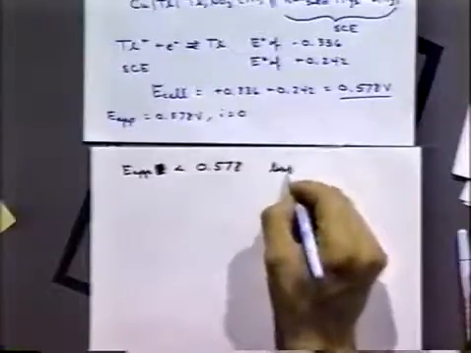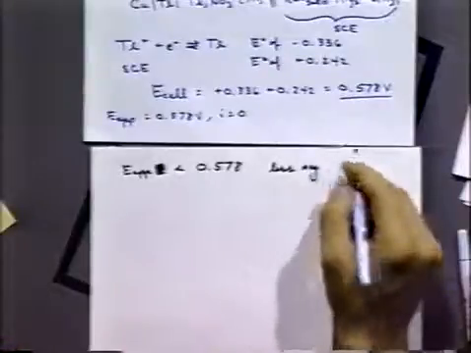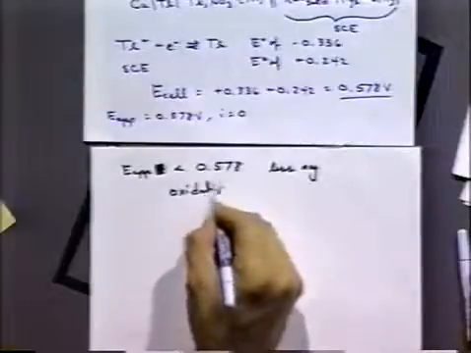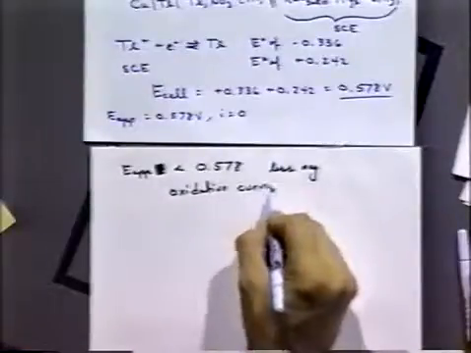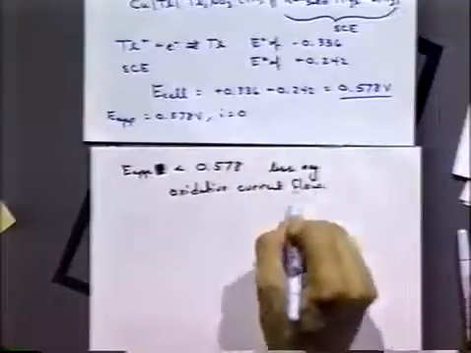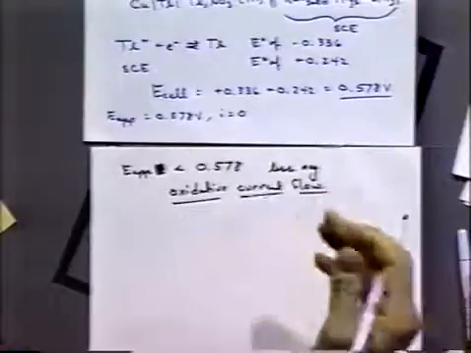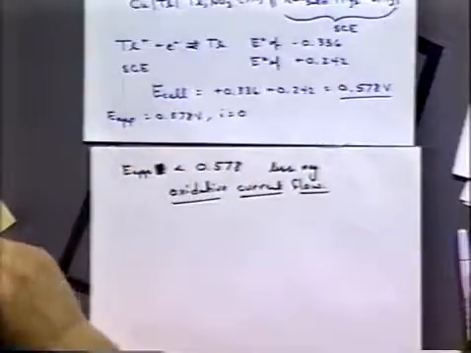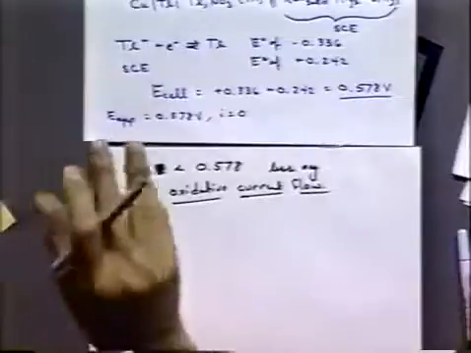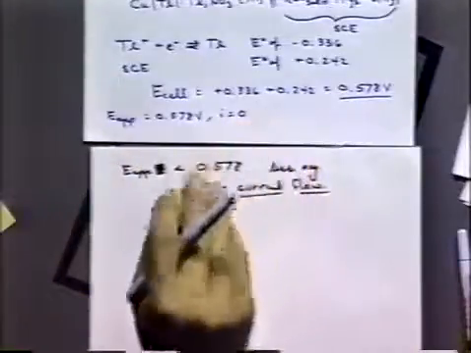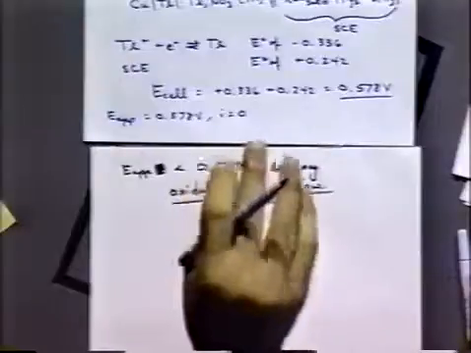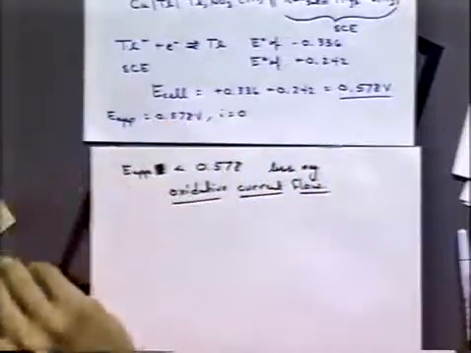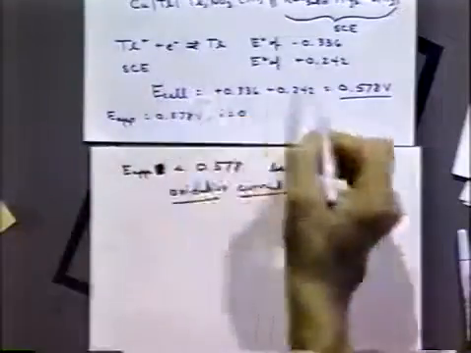In other words, what's less negative? So we get an oxidative current flow. In other words, we now allow the thallium reaction to occur at some appreciable rate by applying just a little bit less. Now, if we apply just a little bit less potential, maybe we can expect that the rate would be slower than if we applied a little bit more potential, a greater difference in potential.